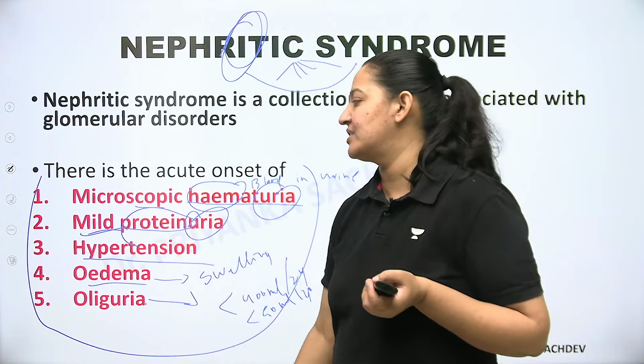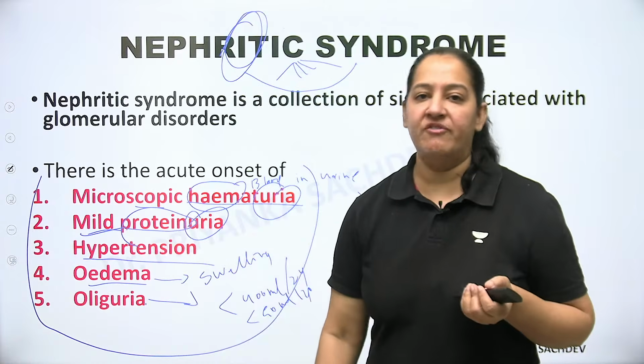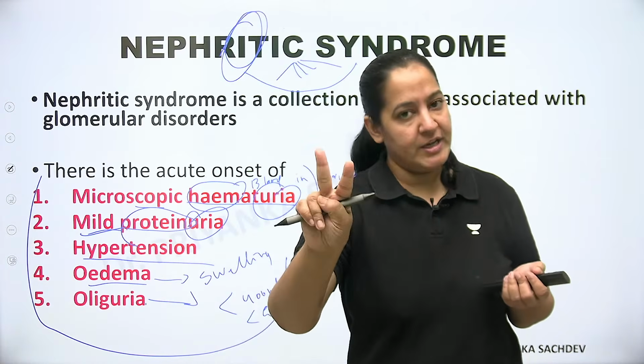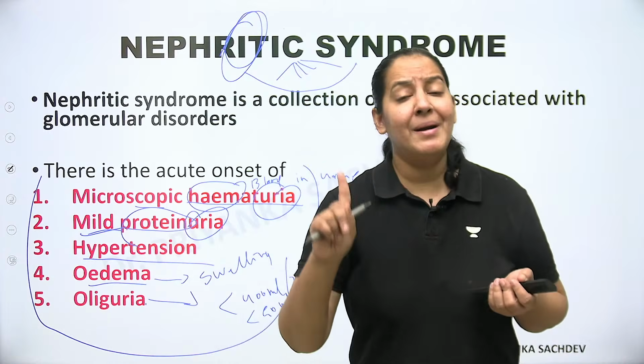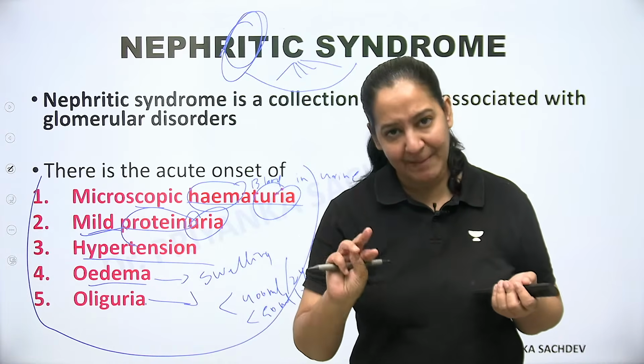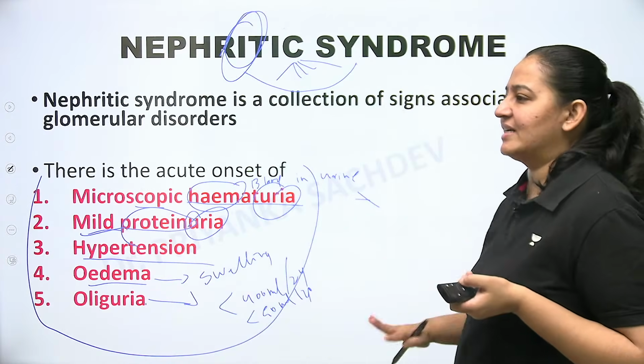So these are the 5 features. What are the 5 features? Blood in urine, protein in urine. First learn the 2. Blood in urine, hematuria. Protein in urine, proteinuria. Hematuria is there, but proteinuria is mild. It is not severe. After that, hypertension, edema, and oliguria. These are the 5 features of nephritic syndrome.